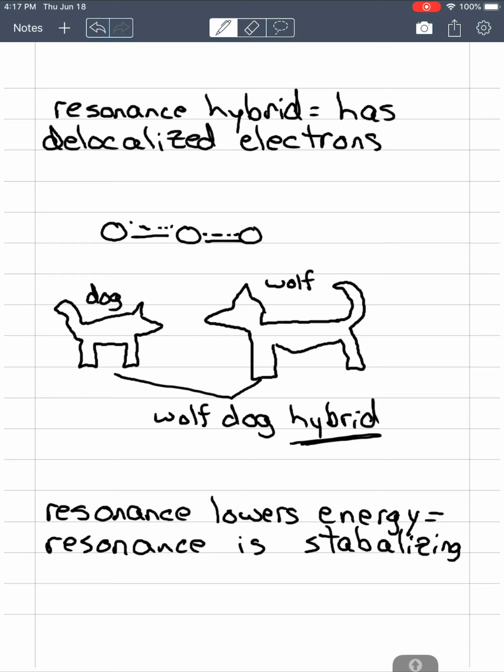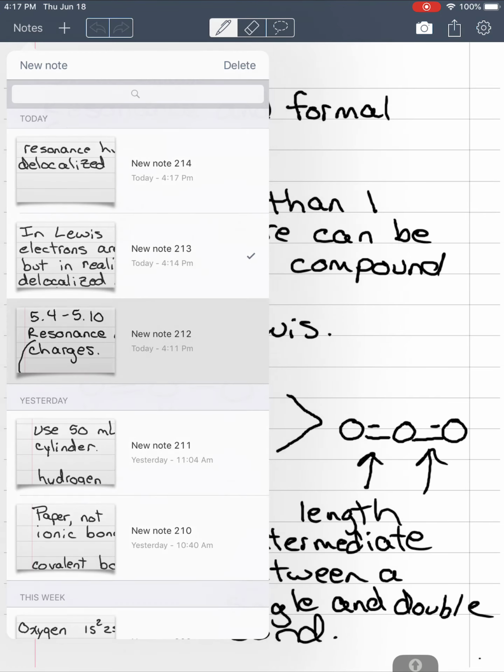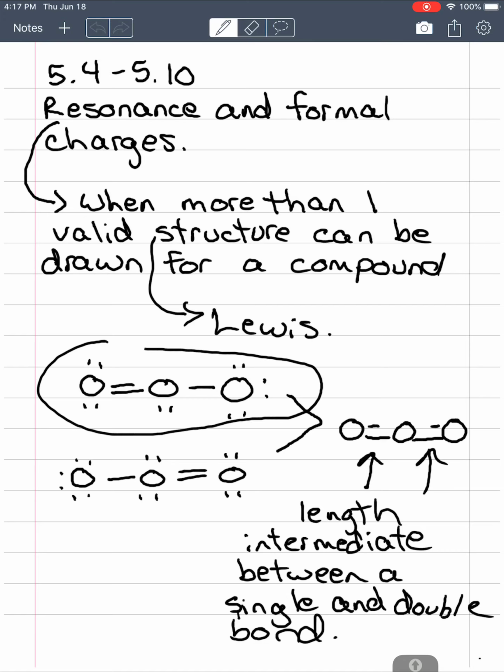All right, so in some cases you can draw more than one structure, but they're not equal. So for example, in the structure we had a minute ago, this one right here, we have two equivalent options. Sometimes we have more than one option and we have to decide which one is the better option. So how do we figure out which one is the better option if we have two options that are not the same? And the answer to that is we calculate the formal charge.